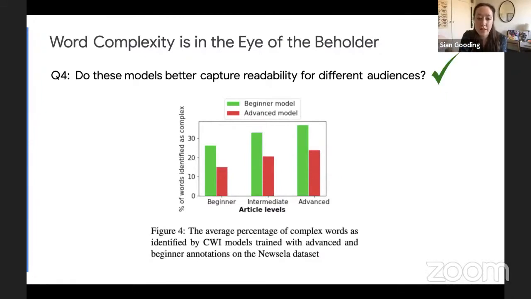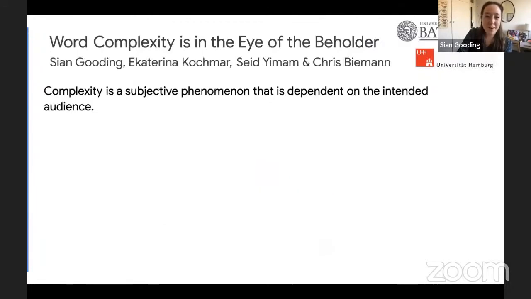And again, I think this shows that if you're considering readability, or even text simplification, there are many more words that this beginner model is finding potentially as complex for that audience than for the advanced. So that was the downstream sanity check that these models were working in the way that we would expect them to. I think that was the final question for this paper.